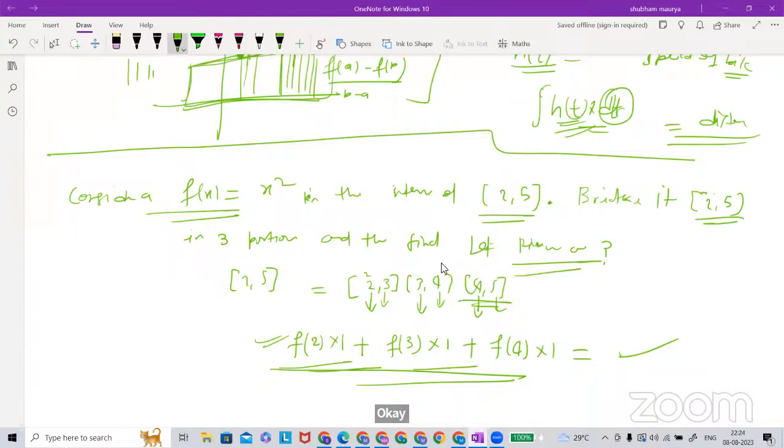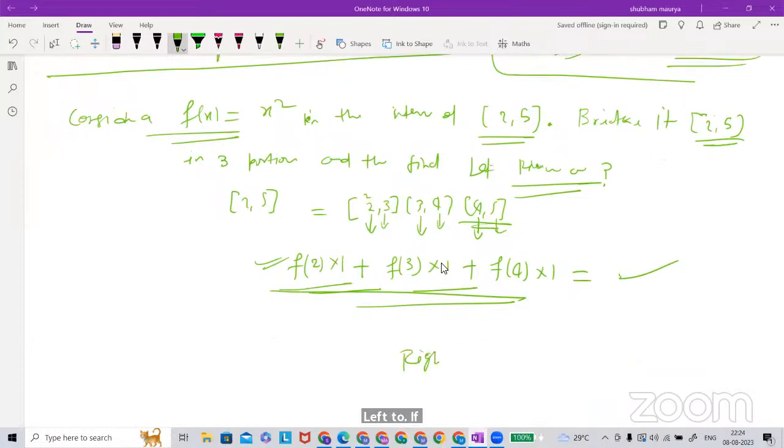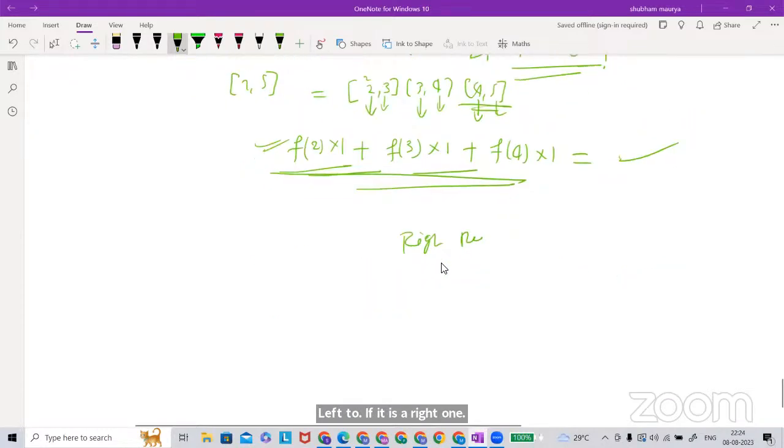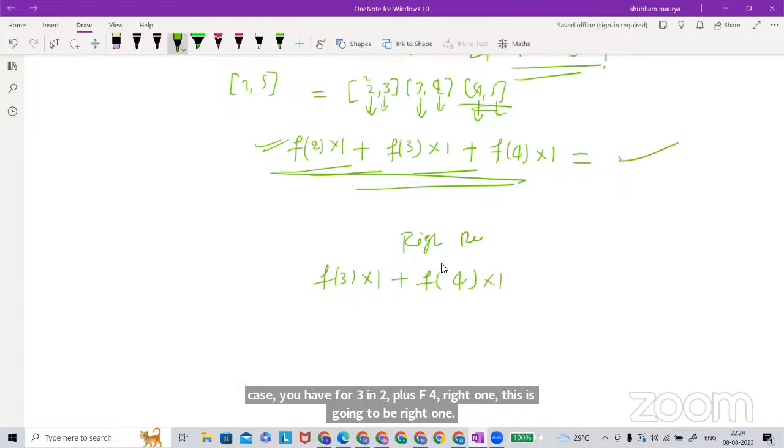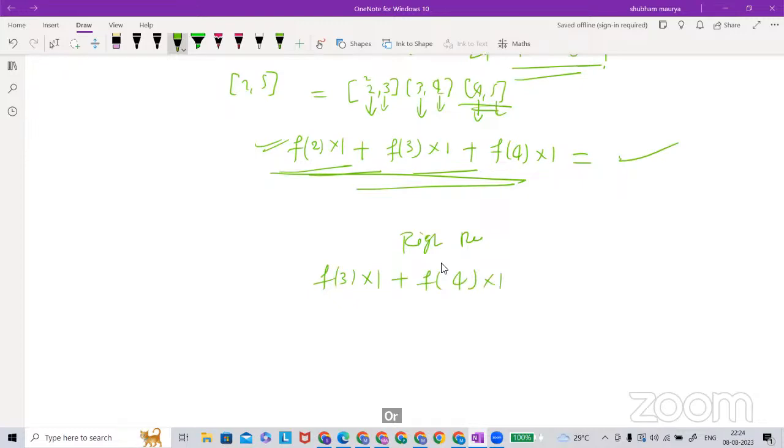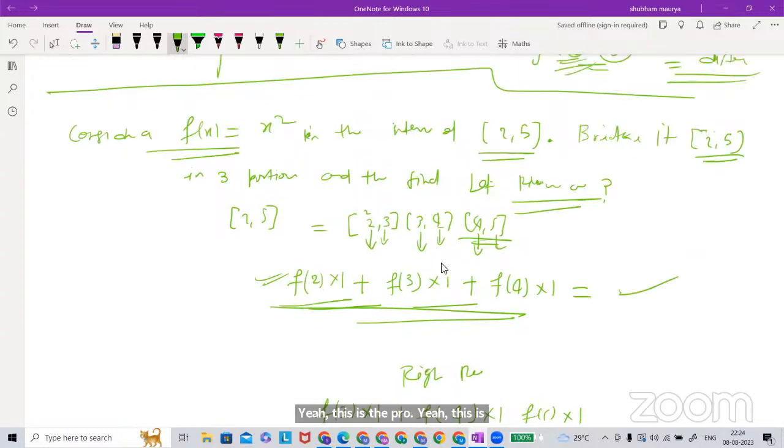If it is the right Riemann sum, in that case f(3) into width plus f(4) into width, this is going to be the right one. For this interval, what is the right one? f(5). How do you break it up into 3 portions, sir? Should it be equal? Yeah, this is the information given.